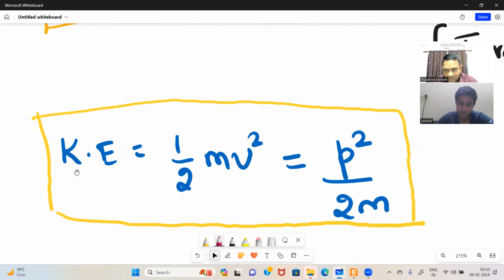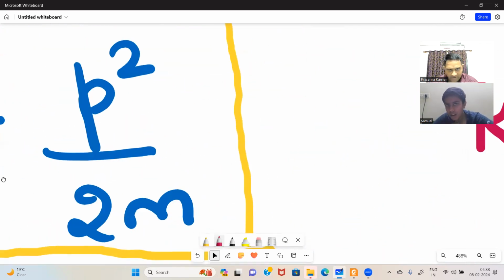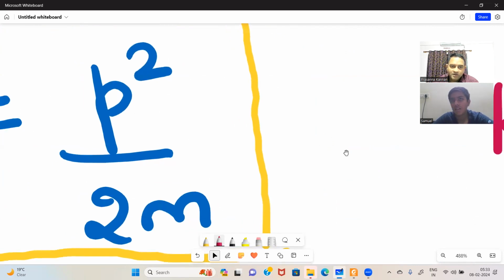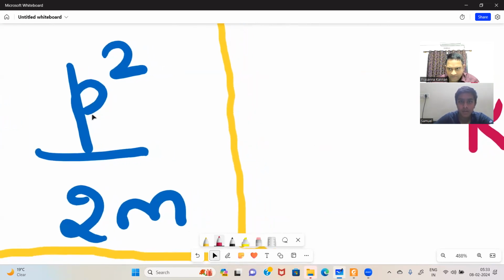Look at the board. What is kinetic energy? Half mv squared. What is the other one? p squared by 2m. Yes, p squared by 2m. Now focus on this. What is your p? P is momentum. From now onwards you will call it linear momentum. Correct. What is m?